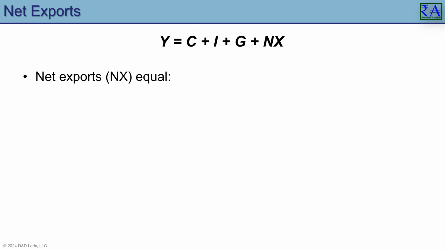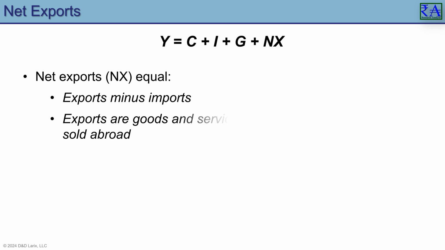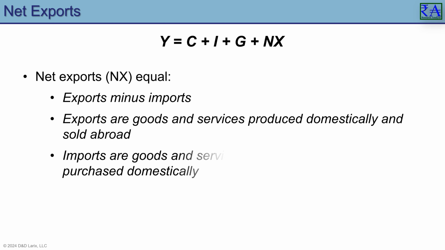Net exports are the value of a country's exports minus its imports. Exports are goods and services produced domestically and sold to other countries, while imports are goods and services produced abroad and purchased domestically. Net exports can be positive or negative, depending on whether a country exports more than it imports. This component of GDP helps us understand a country's trade balance and its impact on overall economic activity.